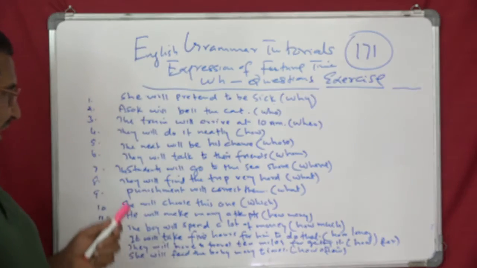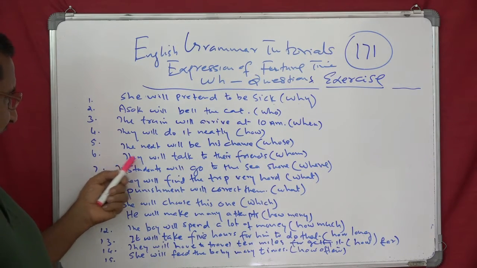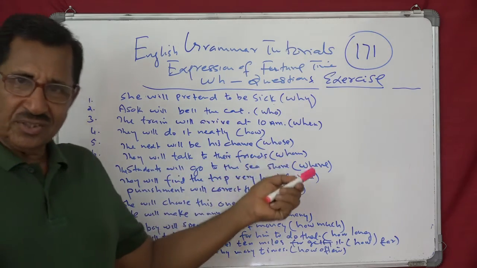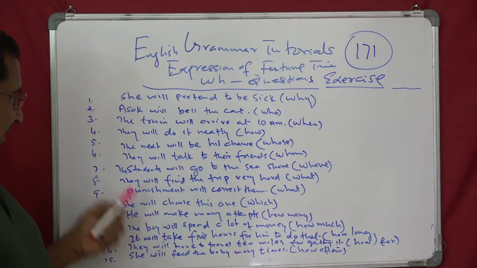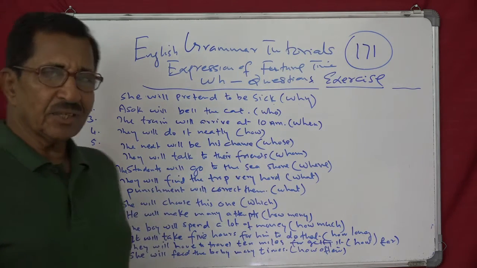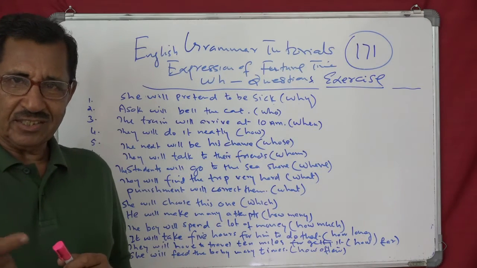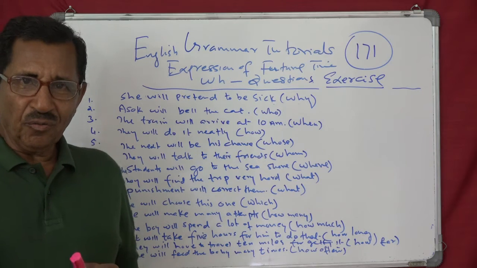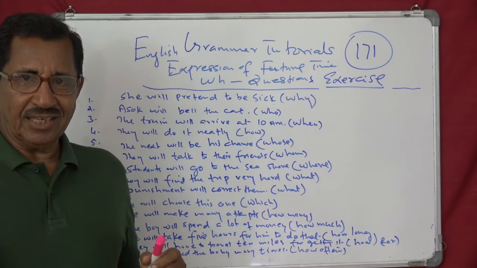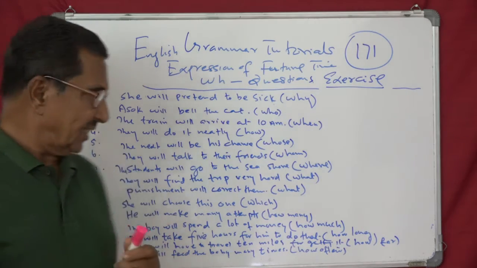Understand? And then he will say, the next will be his chance. Whose chance? His. That is the answer. Sixth one, they will talk to their friends. Whom? Will they talk to their friends? Whom will they talk to? That is enough. Or whom will they talk to? Alright. Next.